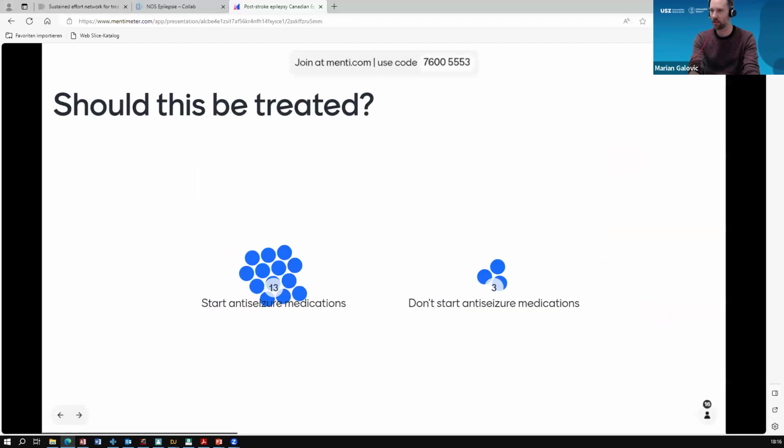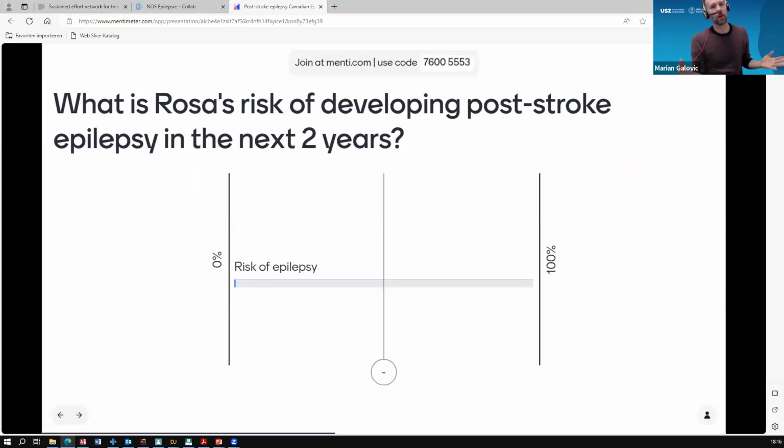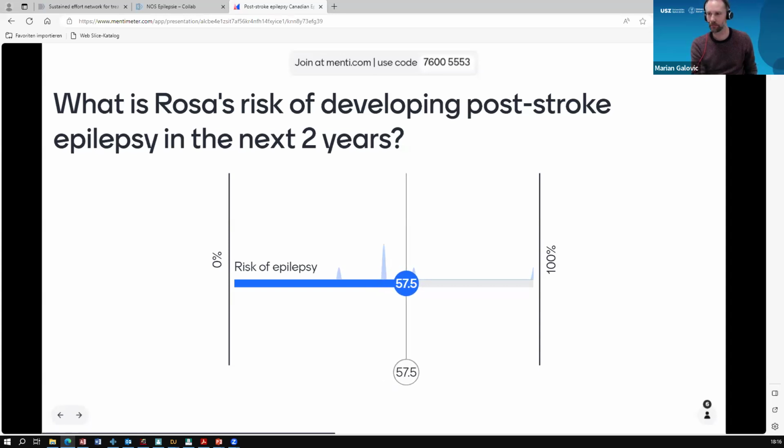Right, so let's go back to Mentimeter. And this is the next question for you. What do you think is the risk for Rosa of developing post-stroke epilepsy during the next 2 years? And I'll recapitulate. So she had NIH stroke scale 6 points. She had some arm and face weakness, dysarthria. She received thrombolysis. She had an acute symptomatic seizure. That was, well, it was convulsive, but it was focal. What else do you need to know? She had atrial fibrillation detected.